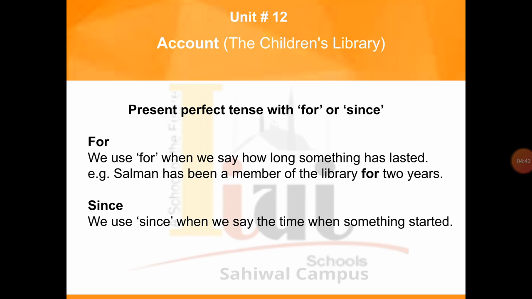Since. We use since when we say the time when something started. Dear students, in present perfect tense, we use since when the action's exact time is given. For example, Ahmed has worked at the library since last year. Now here last year is not a duration but an exact year, so we used since.